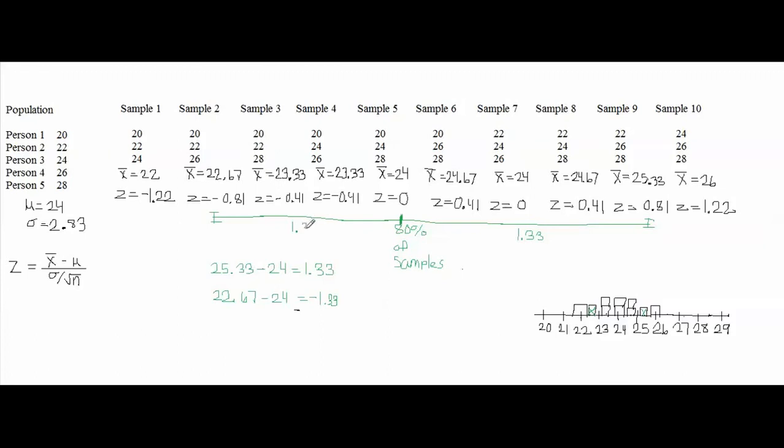So we can see that the distance from these two boundary points of the middle 80% to the population mean at the center is a distance of 1.33, which means we would say that the 80% margin of error equals 1.33.